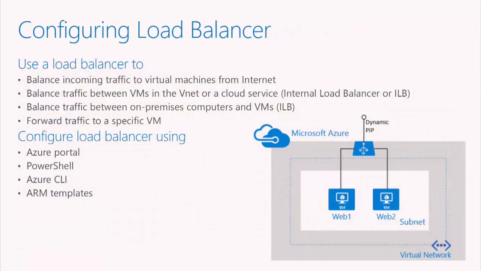So what can we do with a load balancer? There are 4 major use cases for a load balancer. Incoming traffic from the internet. So if you have 2 web servers, this is the simplest implementation, and you want to make sure it balances the traffic across both, a load balancer will do that. It can balance between VMs in a VNet, so on an internal side. If I have, for example, multiple SQL servers and I want to balance those SQL servers as part of my application, a load balancer can do that.